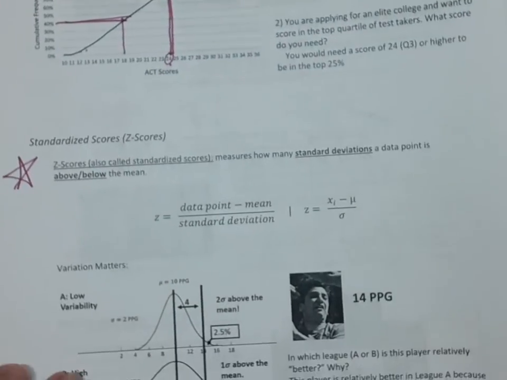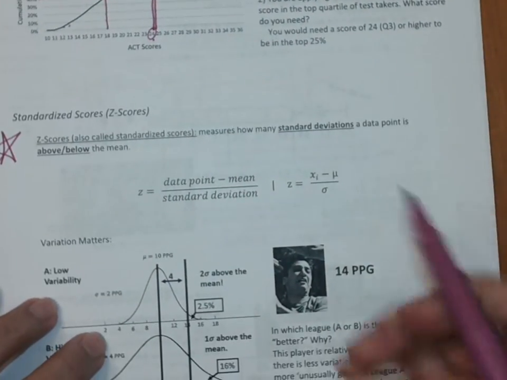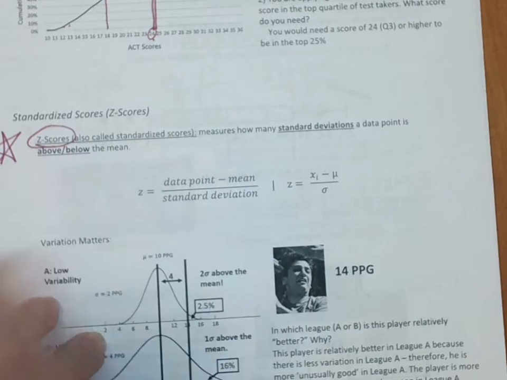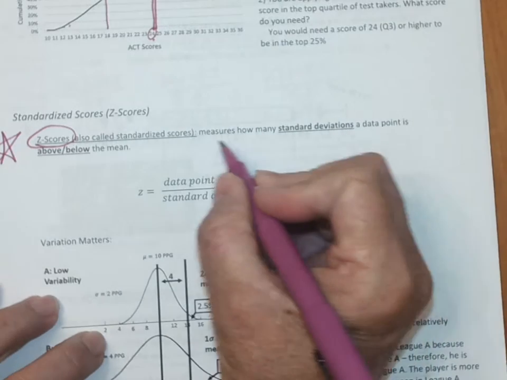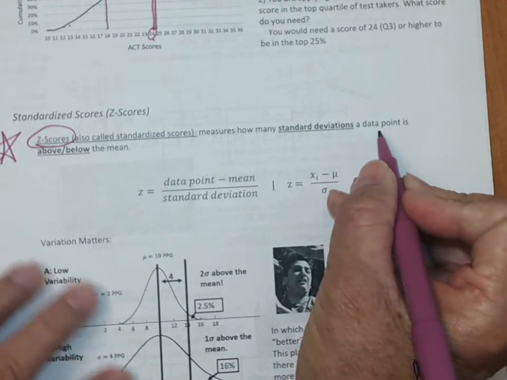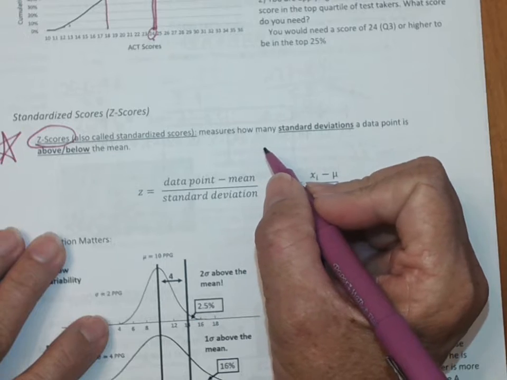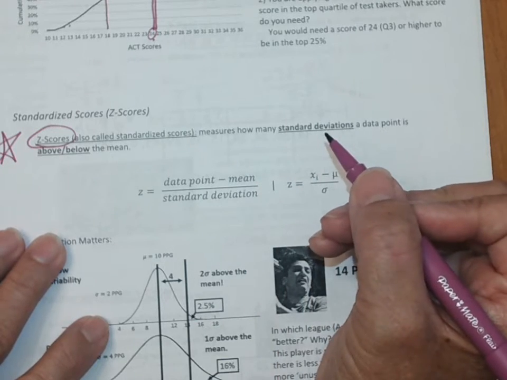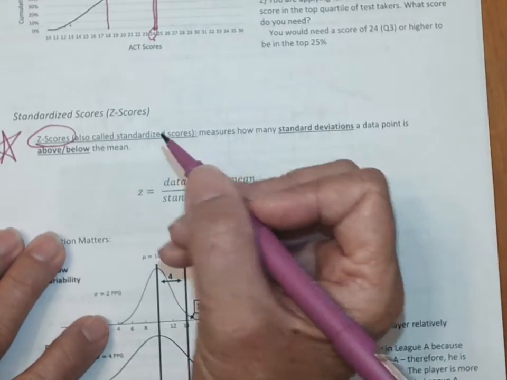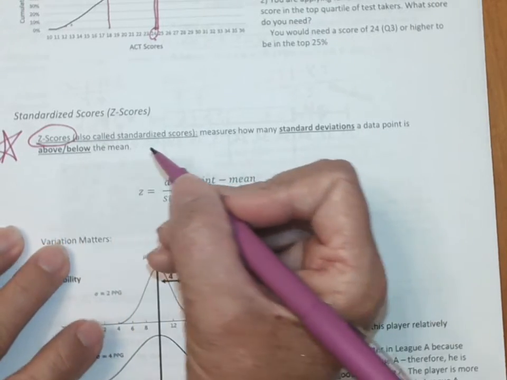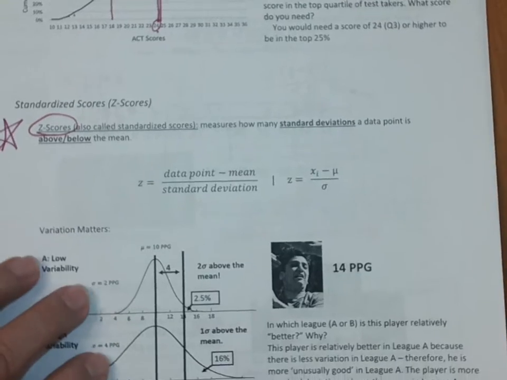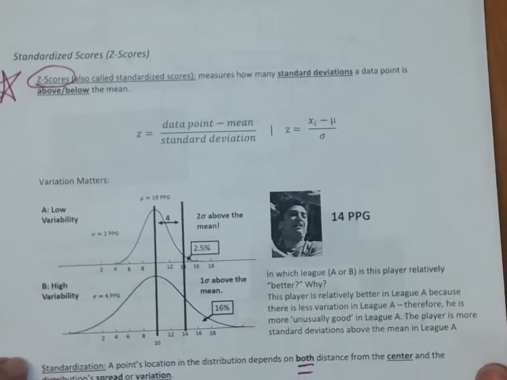Okay, we want to standardize our scores. So z-scores, you're going to hear about z-scores a lot. This is the same as standardizing scores, but it measures how many standard deviations a data point is above or below the mean. Okay, so we're dealing with numeric data, obviously, and I want to know how far away from the mean I am. And the z-score gives me a measure so I can compare things.